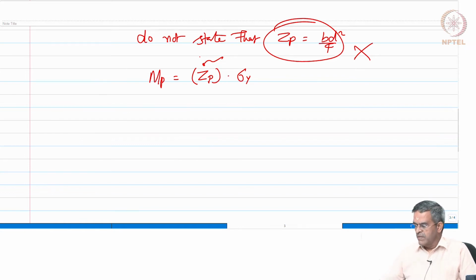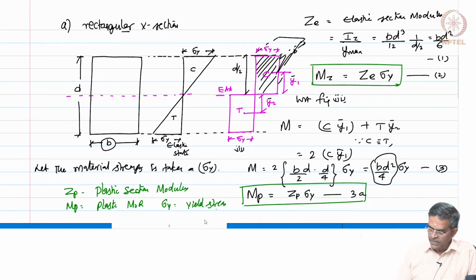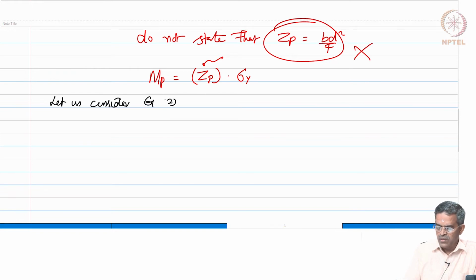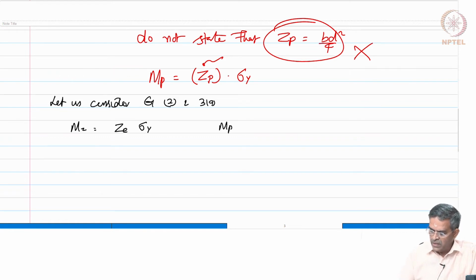Now friends, we can easily find out the moment capacity. Let us take these two equations, 2 and 3a. Equation 2 says Mz is Ze sigma y, and this says Mp is Zp sigma y.